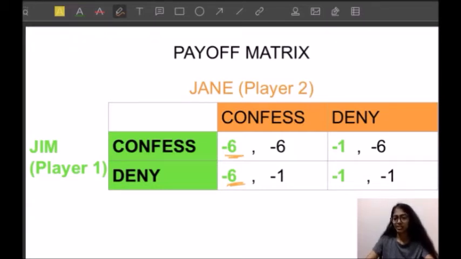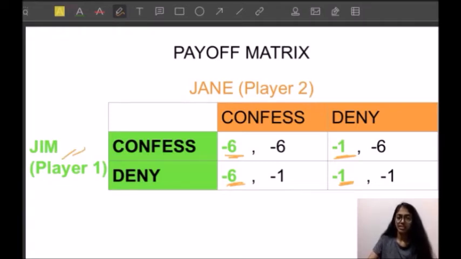Now let's see if Jane denies, then what will Jim do? Again, if he confesses or denies, he is given jail of 1 year each. So again, he'll be indifferent, either confessing or denying. So this is what we saw when we positioned ourselves in the place of Jim.